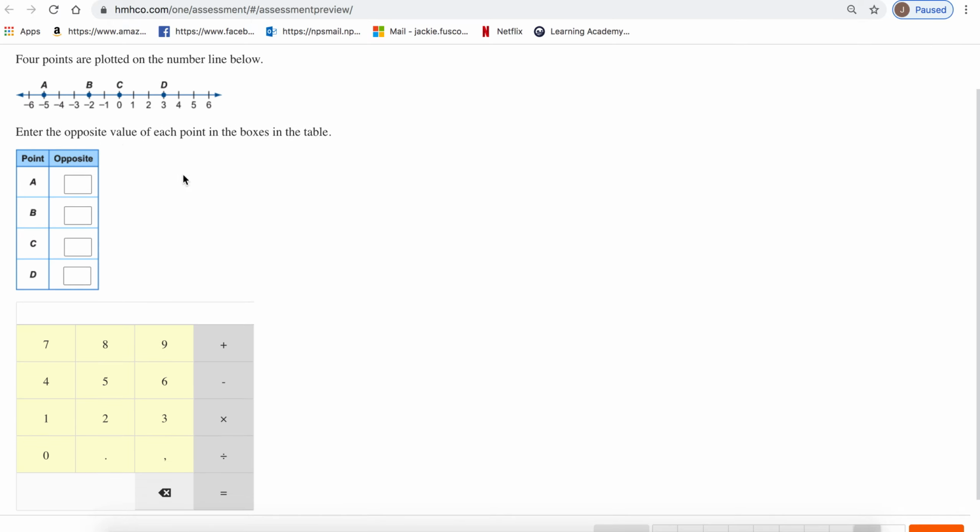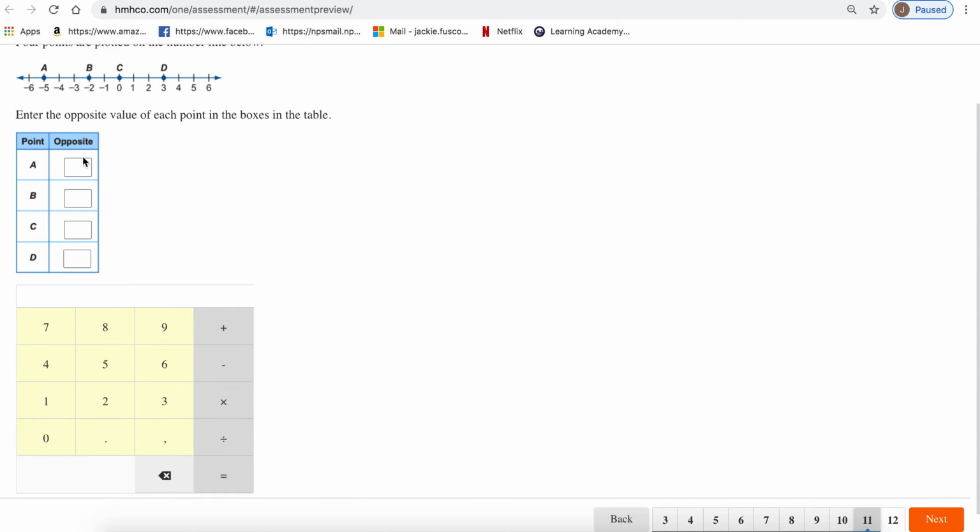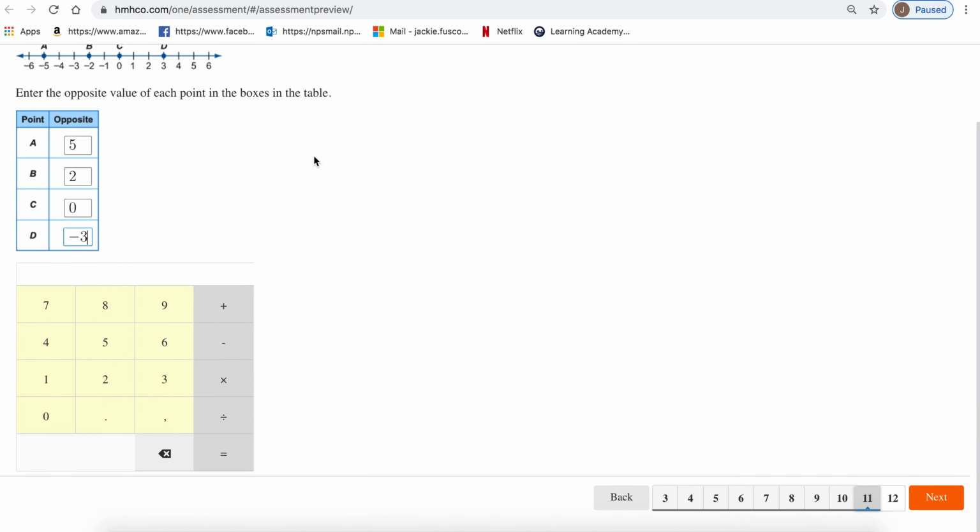Okay? Number 11, 4 points are plotted on the number line below. Here they are. Enter the opposite of each point in the boxes. So A is -5. The opposite of that is +5. B is at -2. The opposite of -2 is +2. C is 0. 0 is a tricky one. The opposite of 0 is still just 0. And D is at 3. The opposite of +3 is -3. Those would be your answers for number 11.